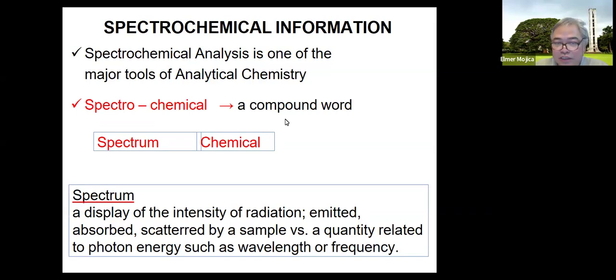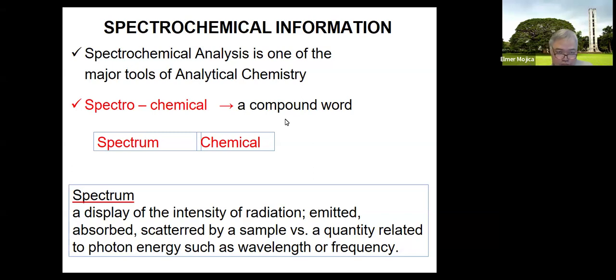So this is James Ingle and Stanley Crouch. All spectroscopy or spectrochemical methods of analysis courses usually use that book as, we could say, the source. The basics have stayed the same; you just update some of the aspects that you have there.